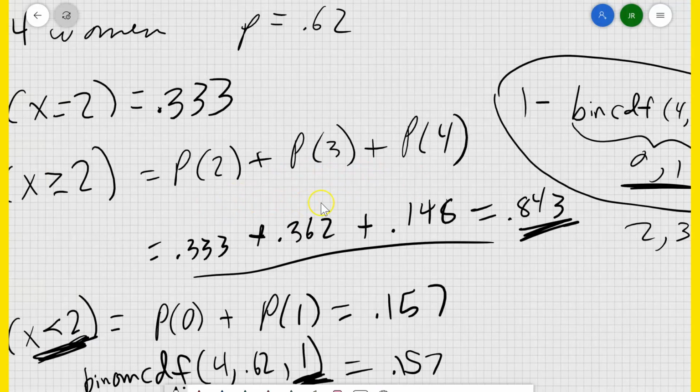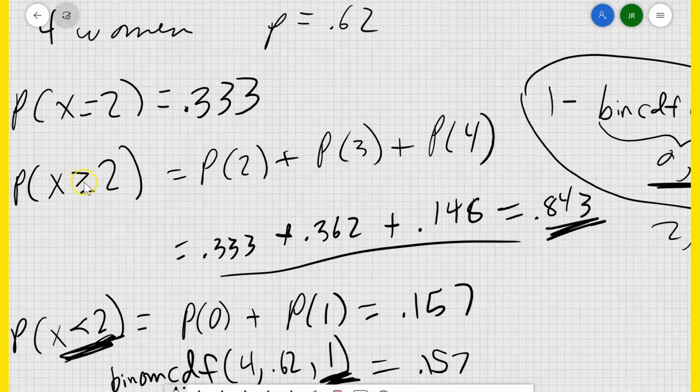So anytime you want to know the probability that x is less than a number, you can use Binomial CDF and put in 1 less than that number. Or if it's less than or equal to that number, then use that number. If you want to calculate the probability that x is greater than a number or greater than or equal to a number, you're going to have to say 1 minus the Binomial CDF. Let me show you.